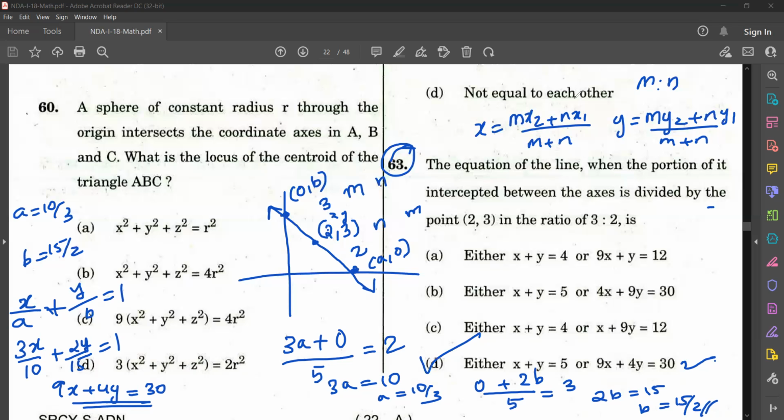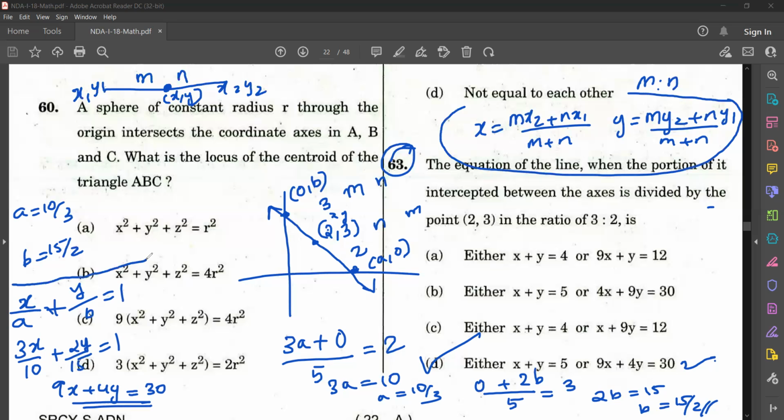Understood? Learn by heart the section formula that you studied from your 10th standard itself. If you are given a line whose endpoints are (x1,y1) and (x2,y2), and it's being divided in the ratio m is to n by another point (x,y), how to find this point? x is equal to (m x2 plus n x1) by (m plus n), similarly y also. Then the intercept form that you study in the straight lines chapter in your 11th standard: x by a plus y by b is equal to 1. Okay, fine. Understood, all of you?